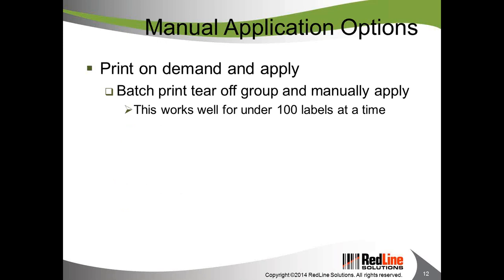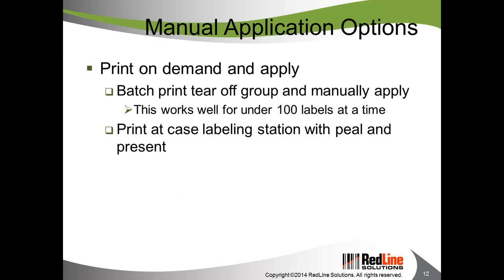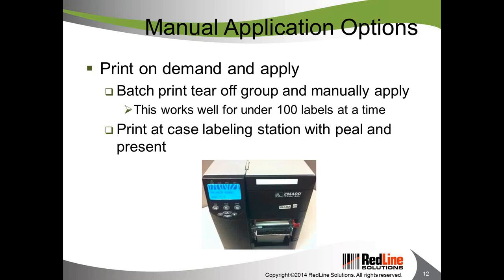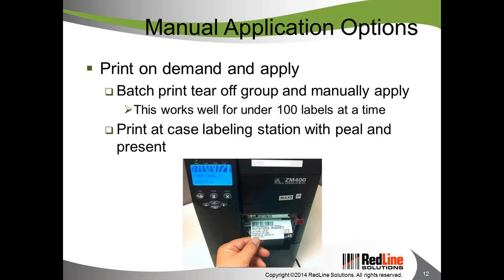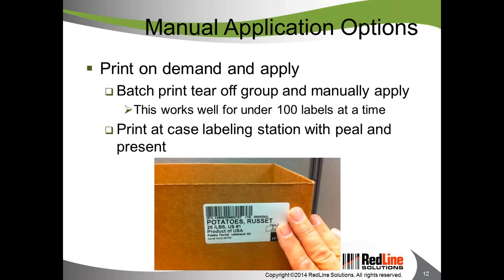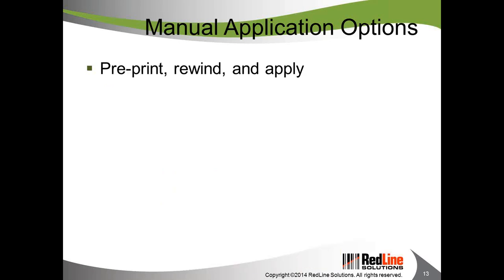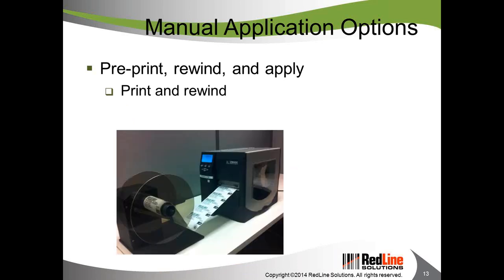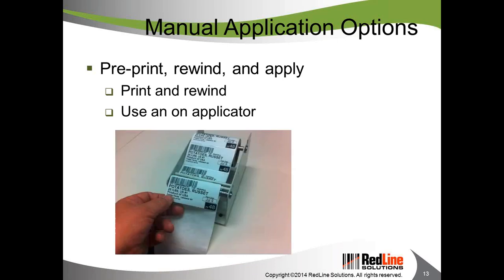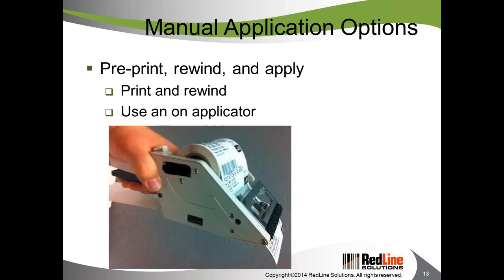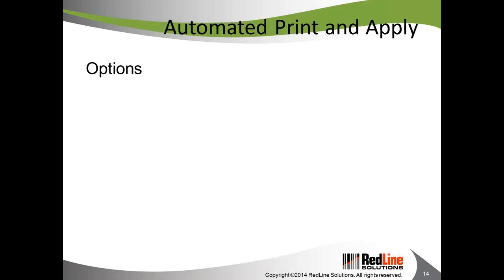Manual application options: you can print and apply the labels. You can print them in batch and just tear those off and take them out to the line, or you can do a peel and present, where you actually print the label, take it off on your fingers, and then put it onto the box. The other thing you can look at is pre-print, rewind, and apply. In that scenario, you're printing the labels, rewinding them, and then using an applicator such as this tabletop applicator or this hand applicator to put the label onto the carton.